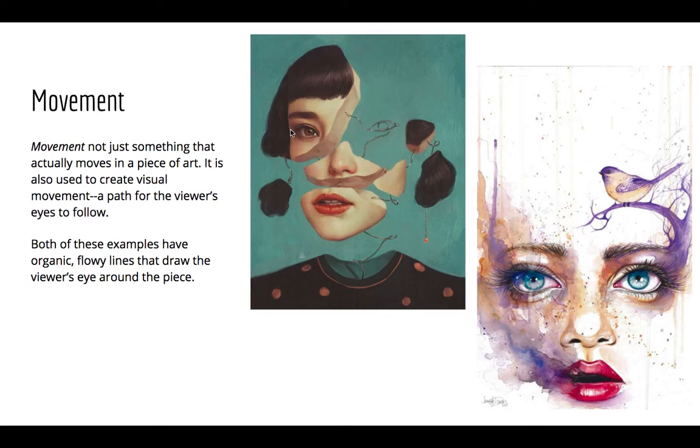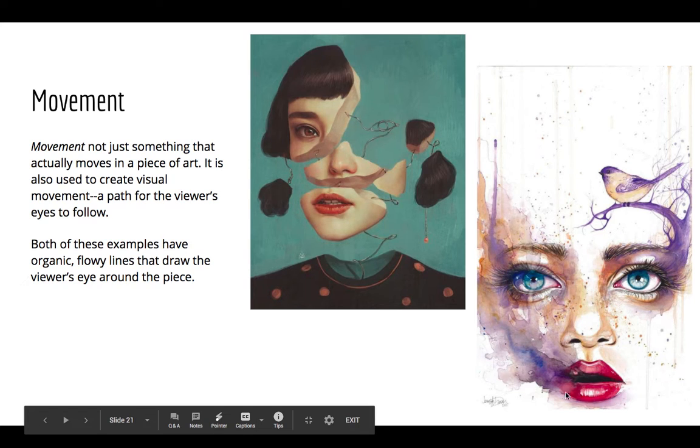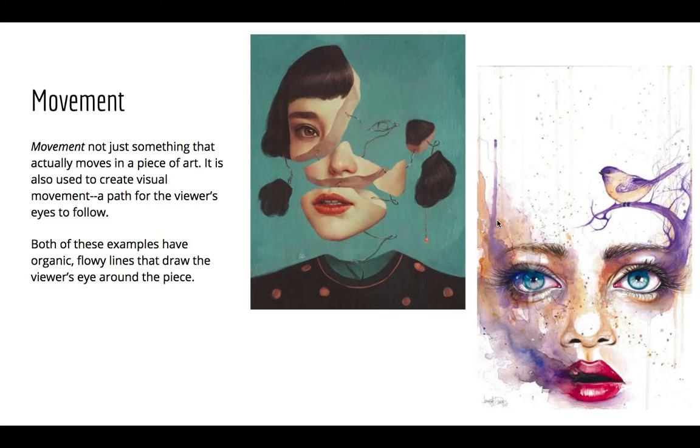And so it's this visual movement that's happening to go throughout the whole piece and look at every detail. Kind of the same thing over here. If I start here at her eyes, it draws me up to the bird, or if I start at the bird, these lines draw me back to her eyes and back around. It has this circular motion going on. So that's movement. It's showing the eyes where to look.